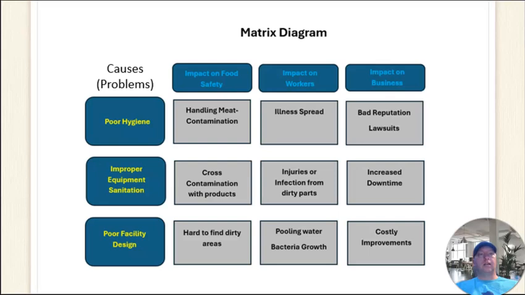Poor facility design on the bottom there, hard to find dirty areas. You could have pooling water if your drainage or slopes weren't correct. Maybe your drains were plugged. You could have drains back up. That could be a poor design too, and ultimately those could lead to costly improvements that you might have to make.